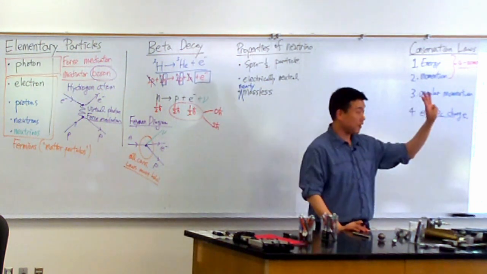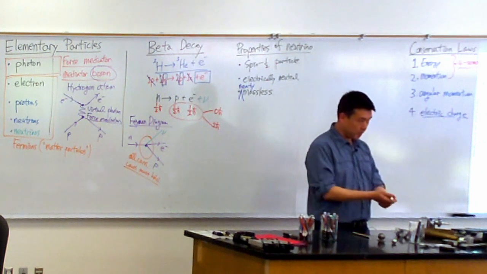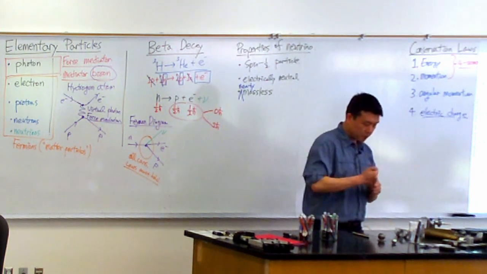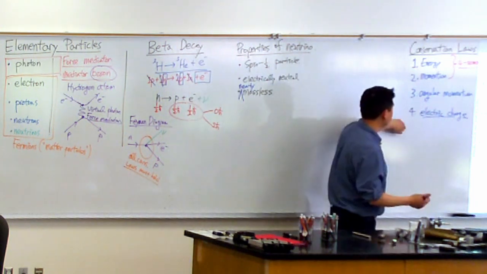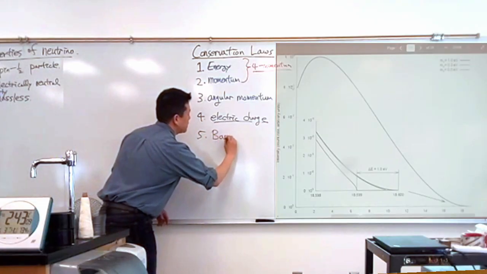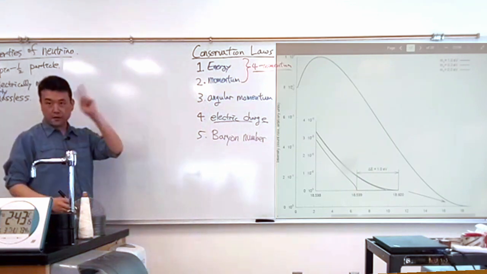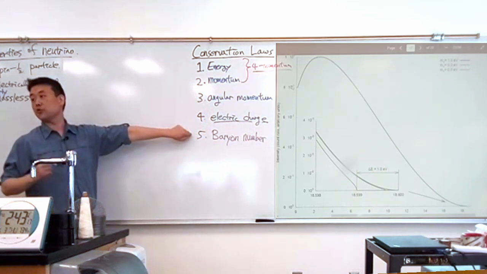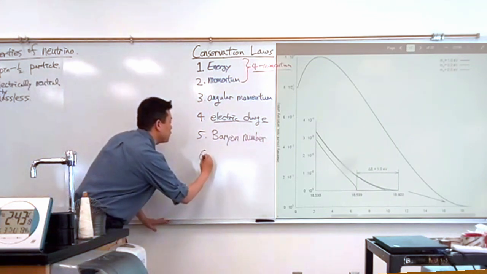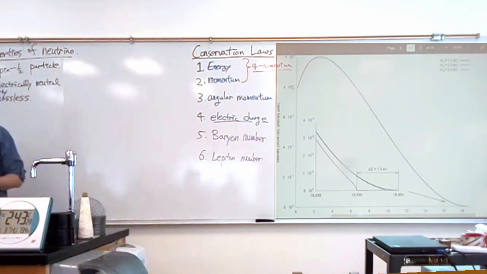This is a good place to mention three new conservation laws. Two of them are exact conservation laws. Those two exact conservation laws are the conservation of what's called baryon number, and I'll explain that. And the second one is similar to this one. It's a conservation of lepton number. And the last one is only an approximate conservation.